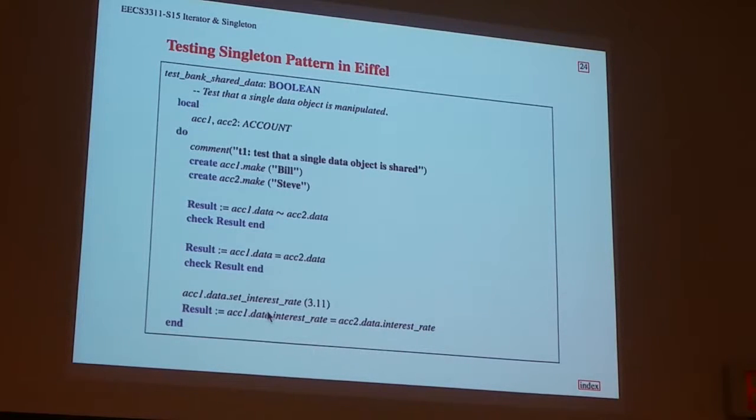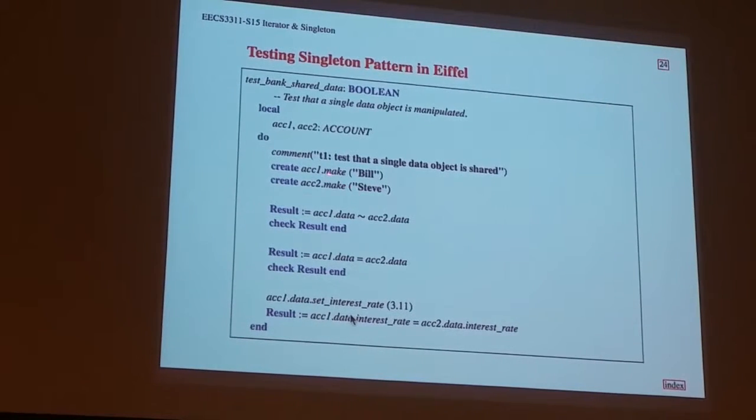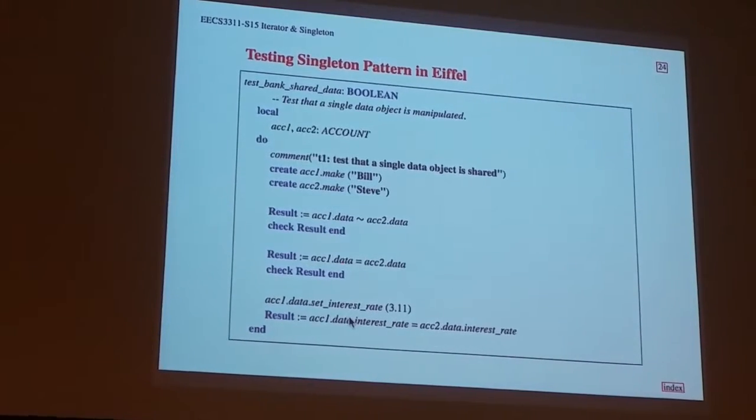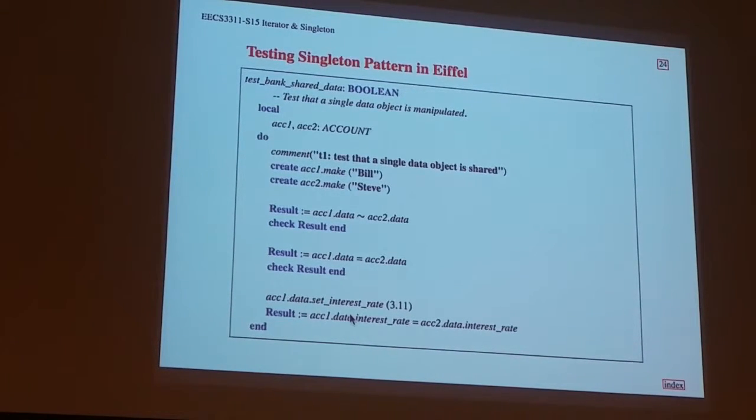So let's have a look at this test case here. We have two accounts for Bill and Steve, and after I have initialized the two bank accounts, that means I already have the data initialized to something, right? So now I'm going to do two checks. First of all, I'm trying to see if the shared data contents are consistent between the two objects. And in this comparison, I'm using reference comparison. I'm trying to check to see that the data objects they refer to are the same objects.